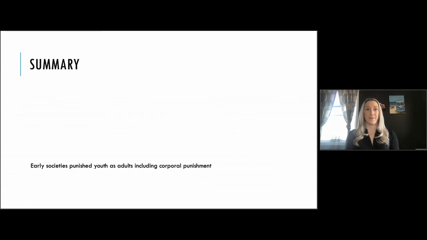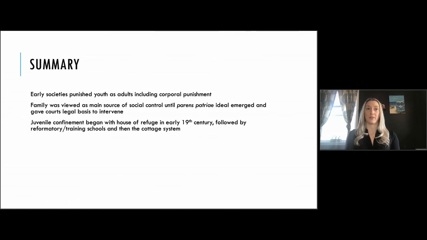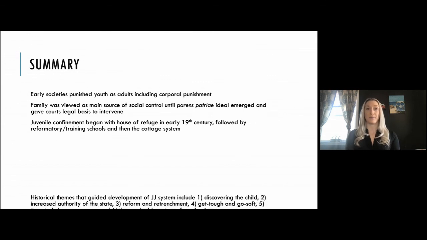So, in sum, early societies punished youth as adults and included corporal punishment. The family was viewed as the main source of social control until the parens patriae ideal emerged and gave courts legal basis to intervene. Juvenile confinement began with the House of Refuge in the early 19th century, followed by reformatory and training schools, and then the cottage system, which we still see today.